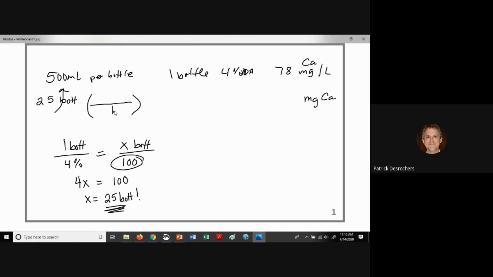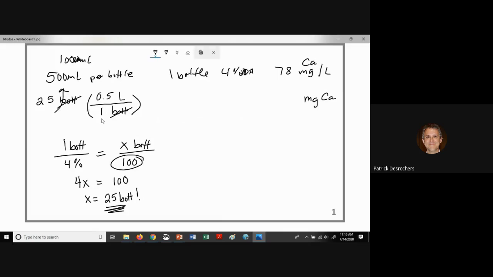Let's set it up like this. How many bottles per liter? 500 mils is how many liters? How many mils in a liter? Anybody with a Coke in front of them? Is it 1,000? Yep. So it's 1,000 mils is 1 liter. So 500 mils is half a liter. So there's half a liter in one bottle.